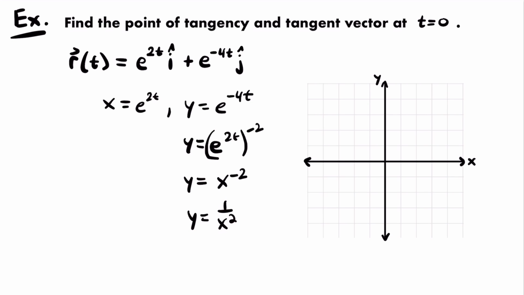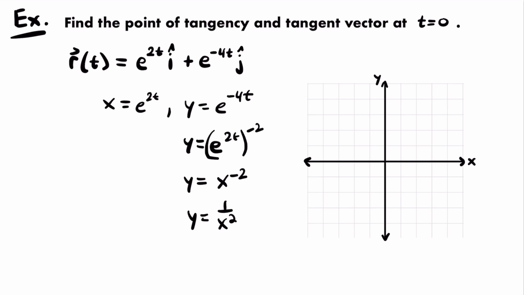And we are going to be working with the entire curve, not just a section of it, because if you look at the vector function here, there's no stated restrictions for our values of t, and both of these components are defined for all values of t. You can plug in whatever you want for t here, as long as it's a real number, and you will get a defined x and y component.